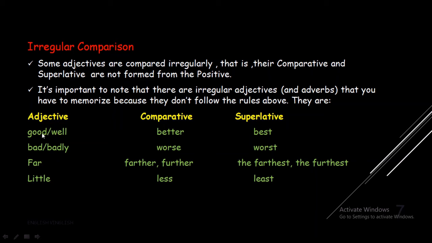The adjective here is good or well, and the comparative form is better. Superlative is best. Bad or badly: worse, worst. Bad, worse, worst. Far: farther, further, or the farthest and the furthest. If you use farther, then you have to use the farthest. If further, then the furthest. Farther and farthest are used to denote distance, but further and furthest are used to denote something additional or extra.